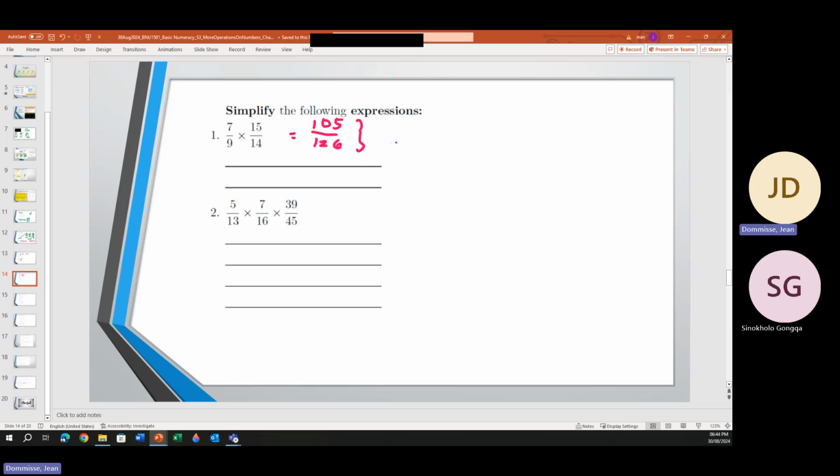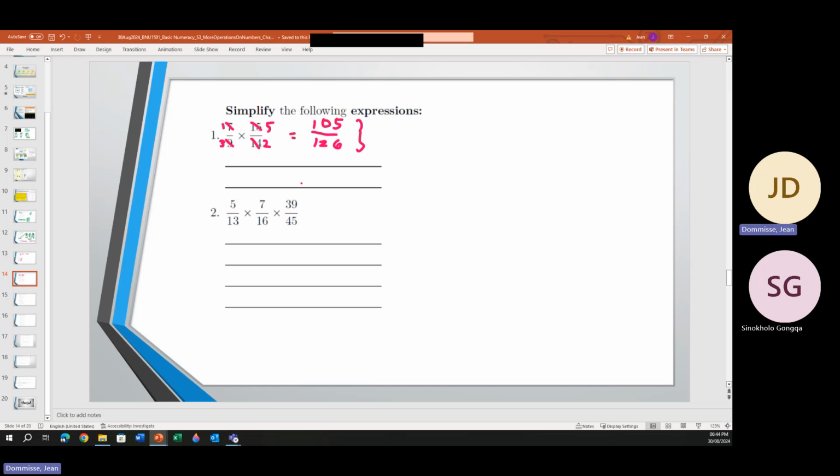So what I would rather do is to say, okay, so let's look at this. There's a 7, there's a 14. So 7 can go into 7 once. 7 goes into 14 twice. Okay, so that becomes a bit easier to work with. Then I look at the 9, I look at the 15. Okay, 3 can go into 9 3 times. 3 can go into 15 5 times.